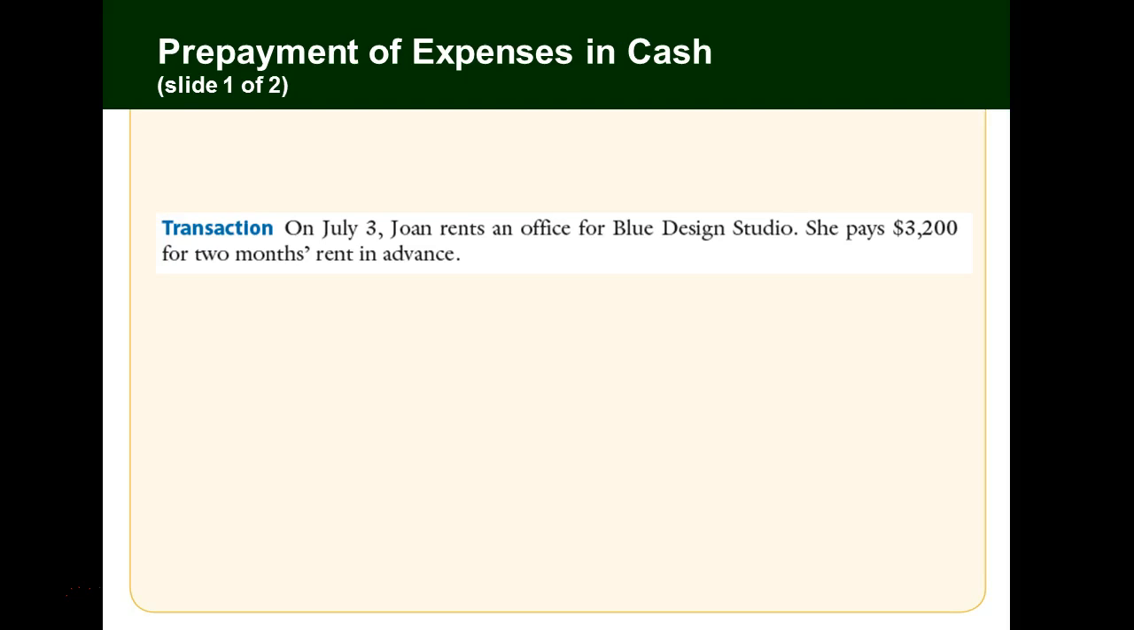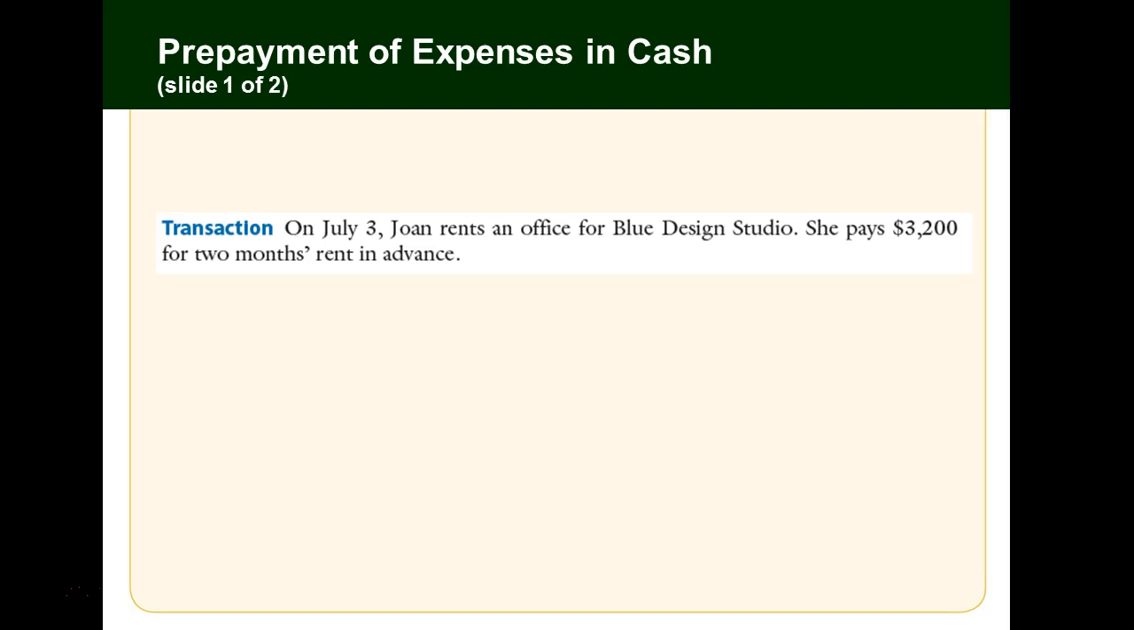Okay, so here's another transaction, guys. On July 3rd, Joan rents an office for Blue Design Studio. She pays $3,200 for 2 months' rent in advance. Did a business transaction happen? It did. What is the recognition?